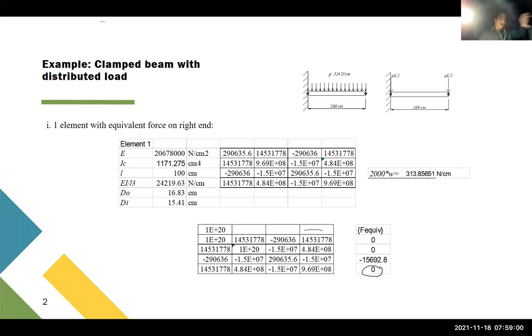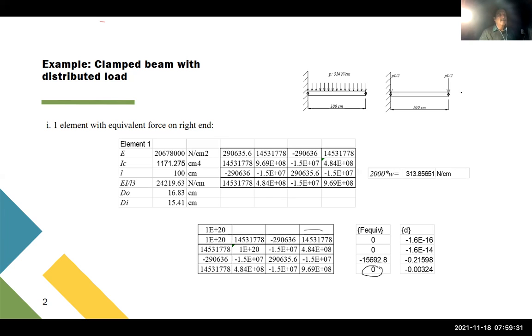Okay, so that's something that we tend to do. We have a distributed force. We get the total force and we divide it in 2 parts, and we place half of that on each end, but we forget about the moment. This is what we are doing right now. Okay, this is the result. Of course, we get very small values on the left end because it's clamped, and this is the vertical displacement, and this is the rotation.